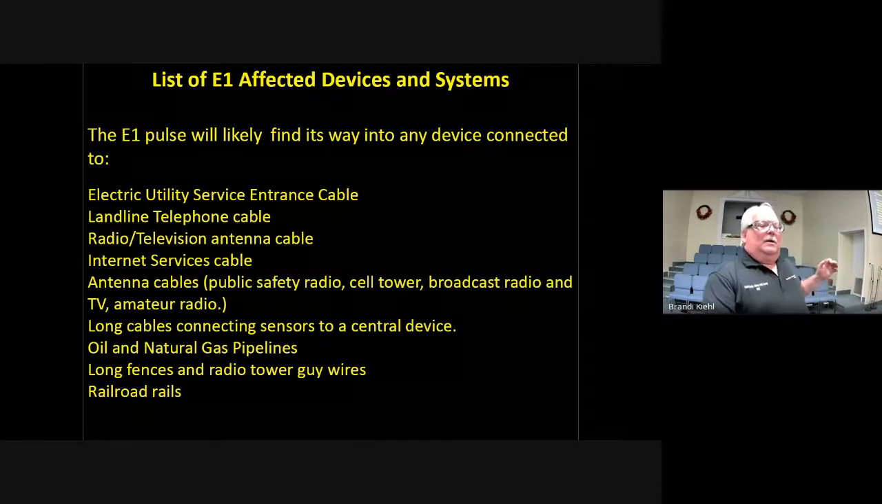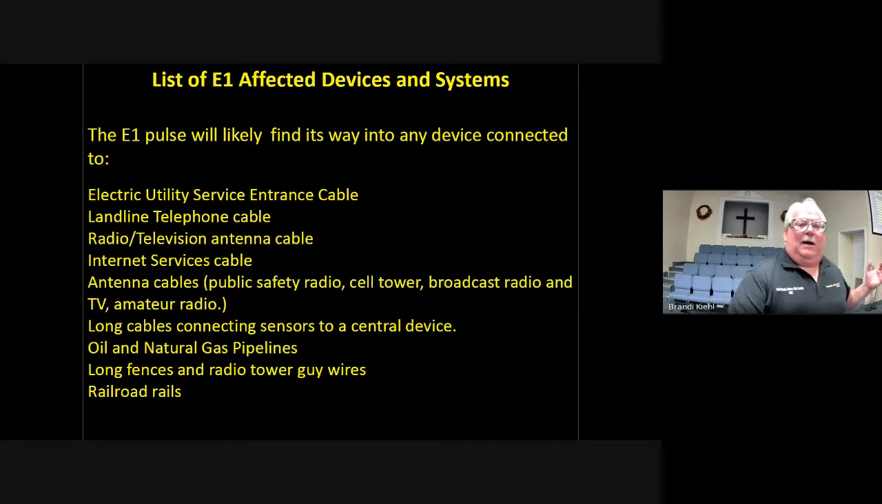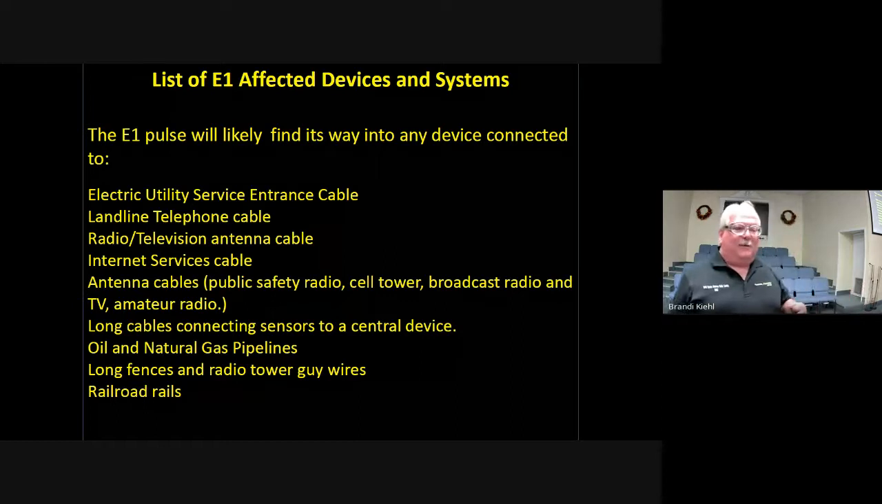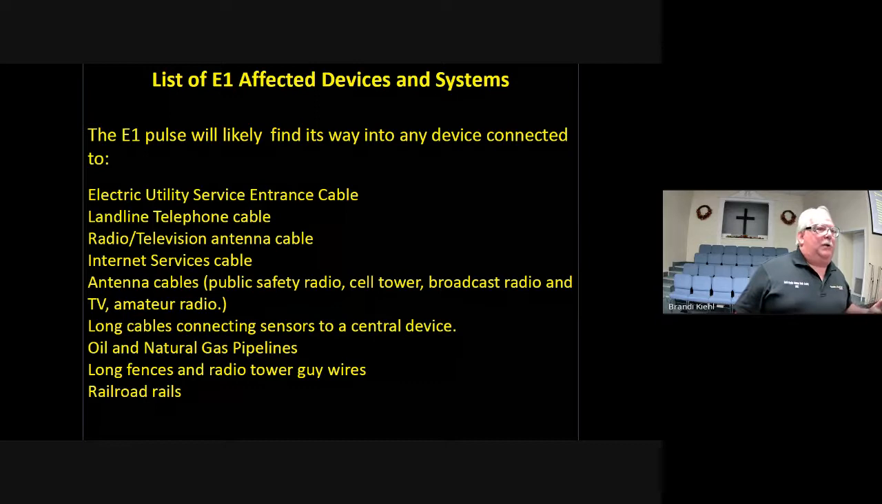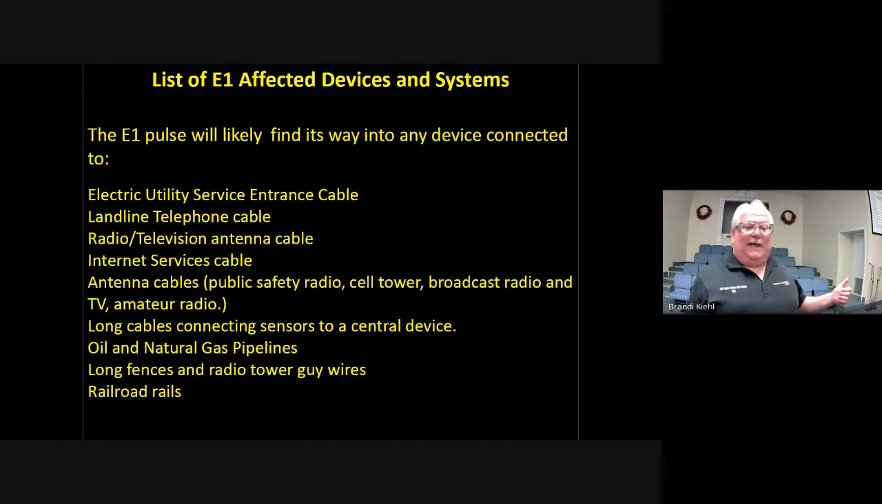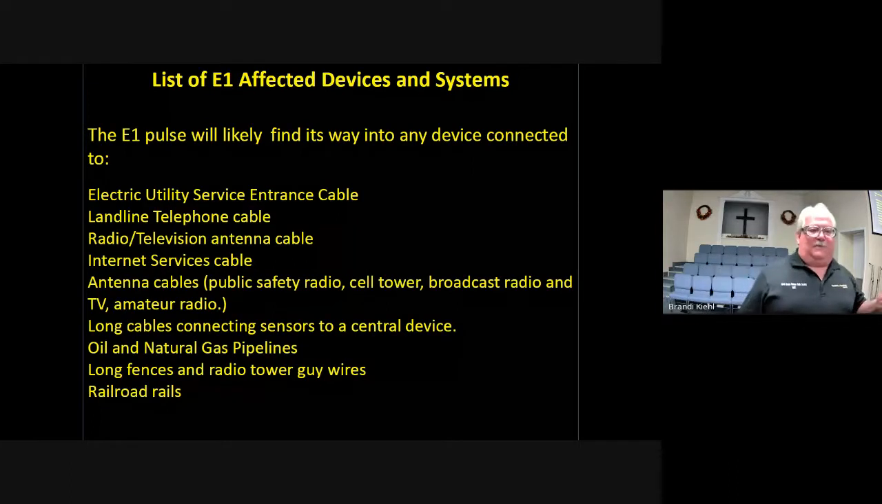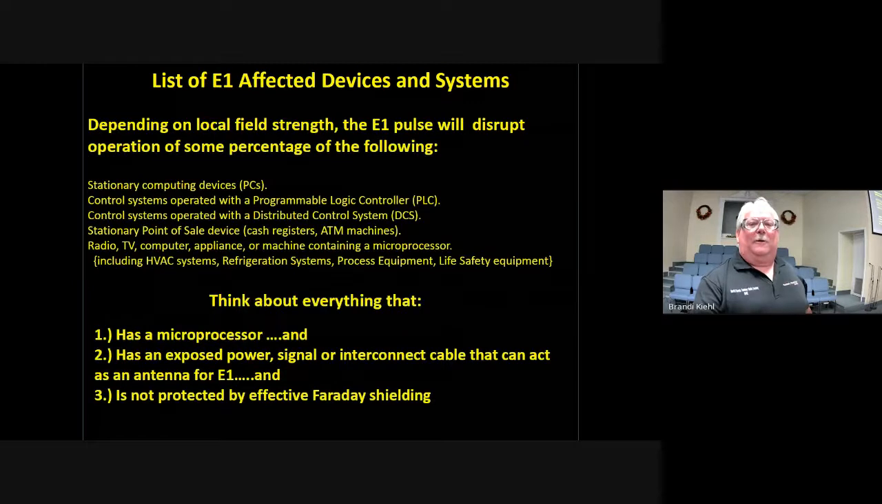Okay, things that are affected by an E1 pulse. Everything that has to do with electric service, utility entrance cables, landline phone, television antenna cables, anything that's a long wire. Long oil and natural gas pipelines will have this voltage superposed on them, as will chain link fences, cow fences at the farms, and railroad rails. All of them, since that magnetic pulse goes through, it sets up an electric field.